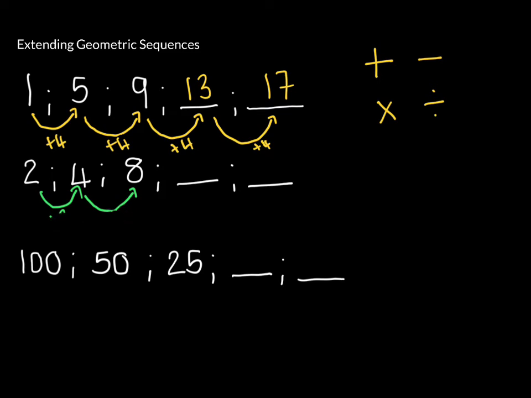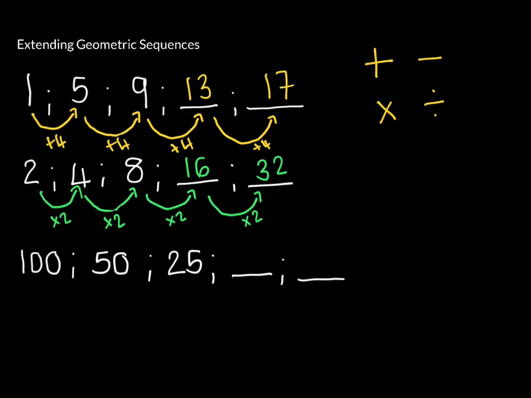Okay, so I know that these numbers are getting bigger because I'm going from 2 to 4 to 8. So I couldn't possibly be subtracting, and I couldn't possibly be dividing either. But maybe if we multiply, that might work. If I've got 2, to get to 4, I'd have to multiply by 2. That would work. 2 times 2 gives me 4. And then 4 times 2, yep, that's going to give me 8, which means that is the pattern we're looking for. Awesome. So to get to the next number, I'm going to multiply by 2. This will give me 16. And then 16 multiplied by 2 will give me 32. And that's how we figure out that sequence.